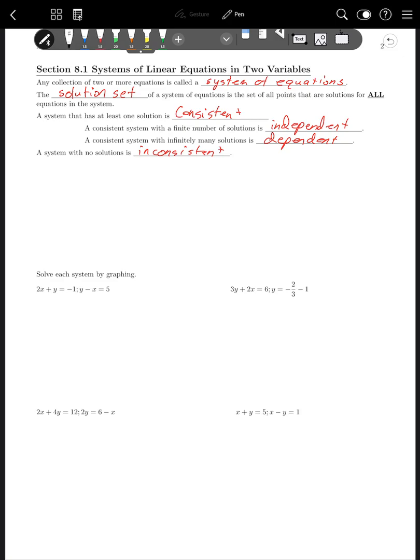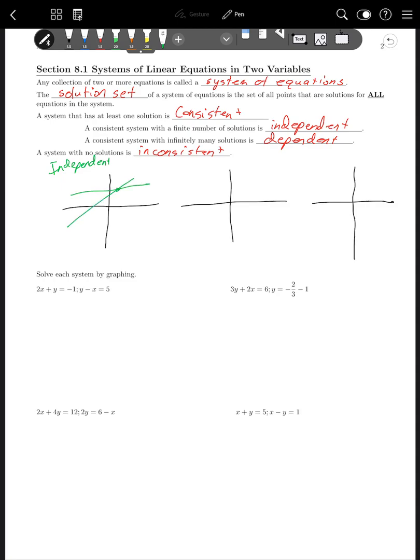So when we're talking about linear, this is what those three options look like. I'll just draw three graphs here. The first one is if we have an independent system, then there is at least one solution, but not infinitely many. For that to happen with lines, we just have two lines that intersect, and this point of intersection is the solution, because that point works for both equations.